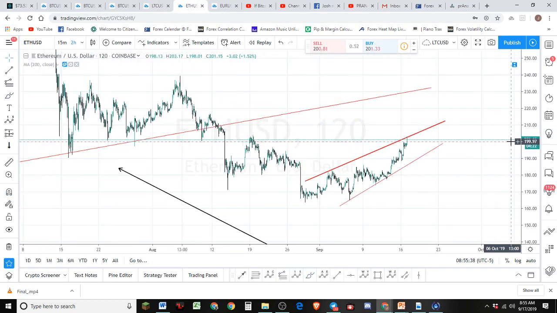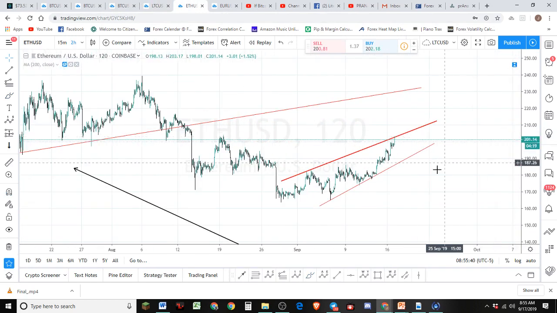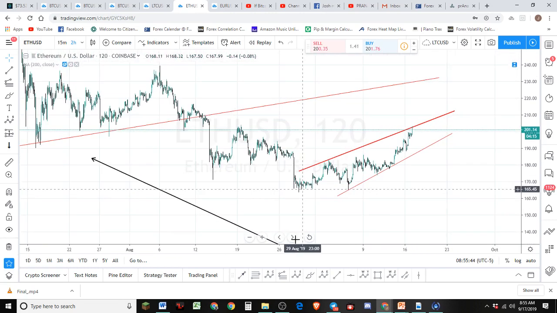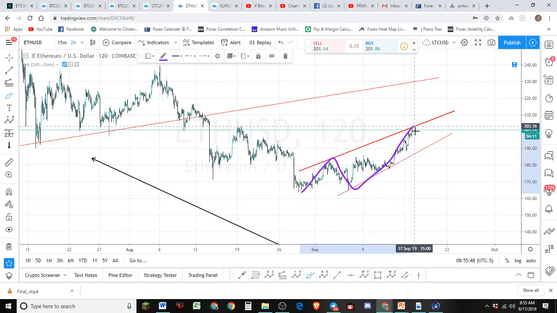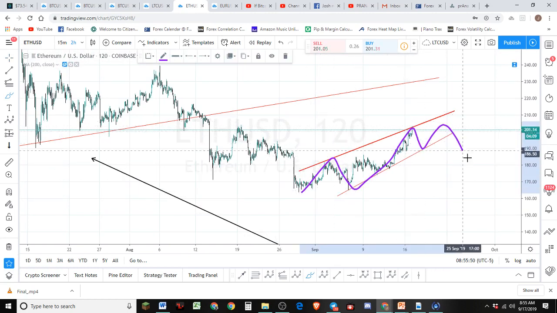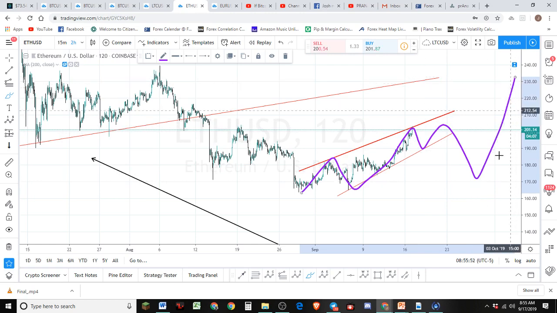It's looking like a diagonal, but it's also very corrective at the same time. So this is potentially a diagonal. Let me just show you what a diagonal looks like. We've got a 1, 2, 3, 4, 5, and then we're going to have a correction down here, and then we'll be off to the races. And so that's a potential that we're looking at.